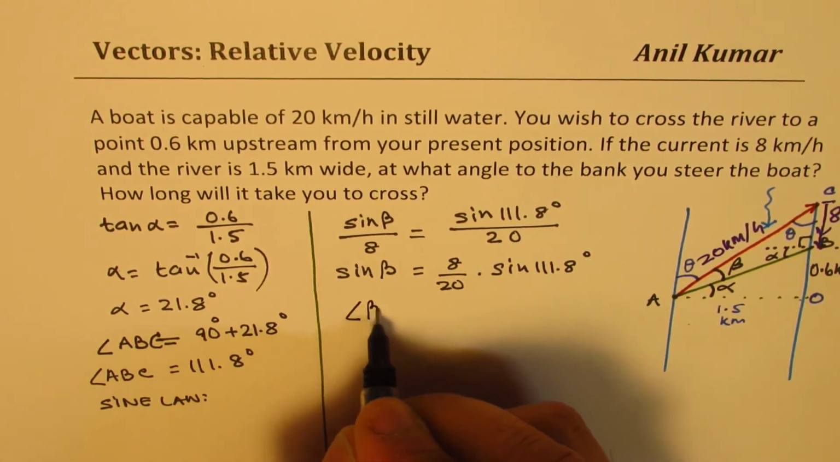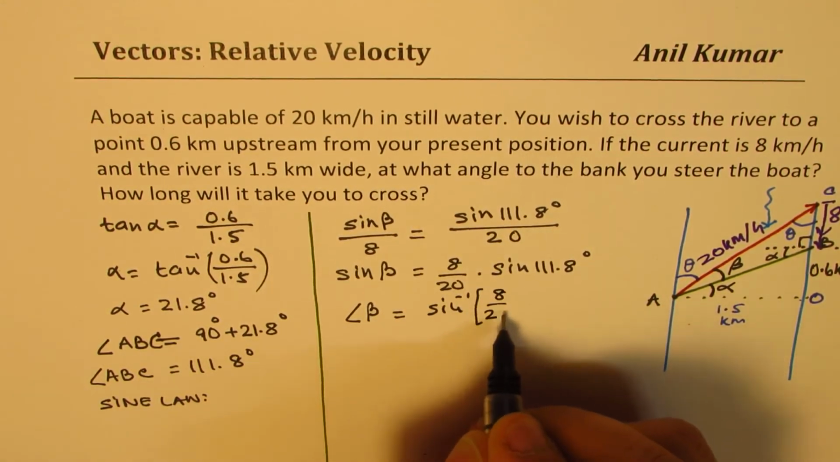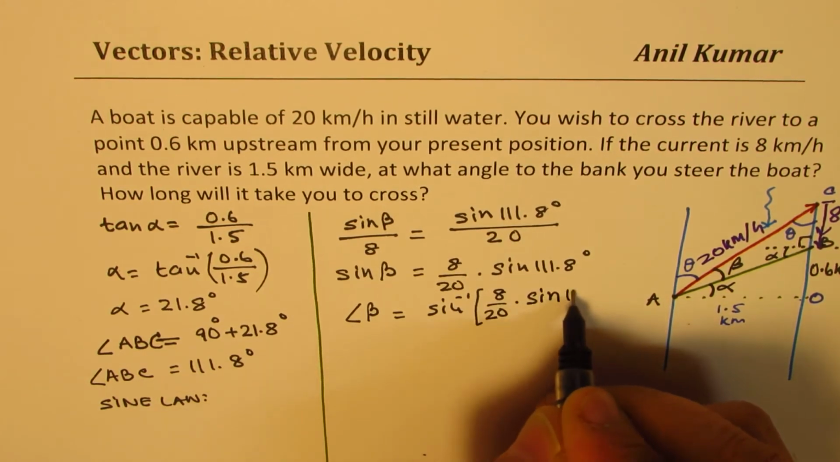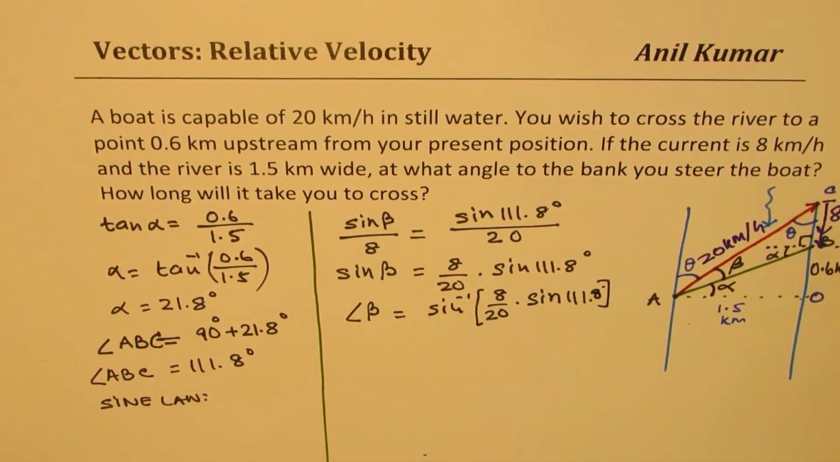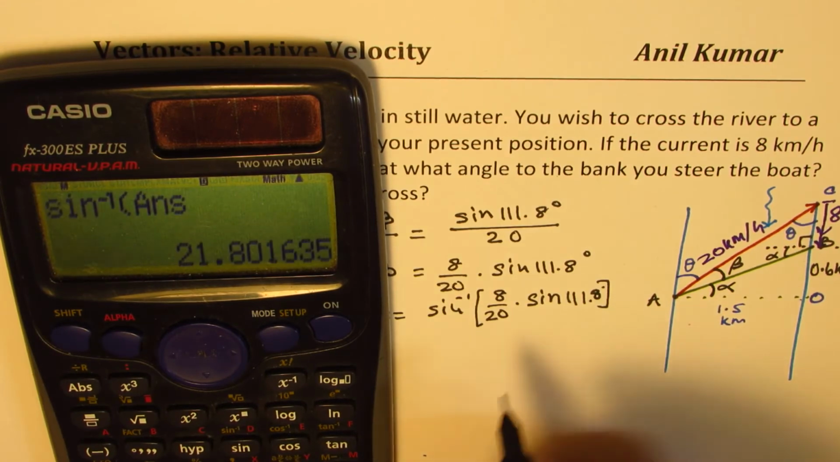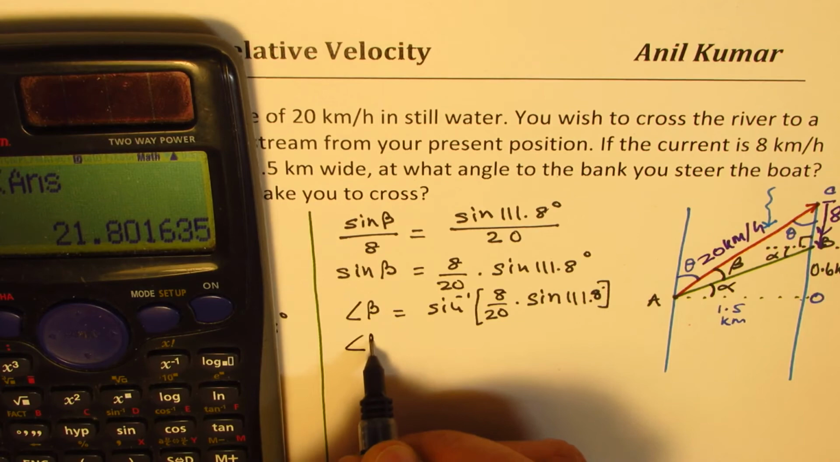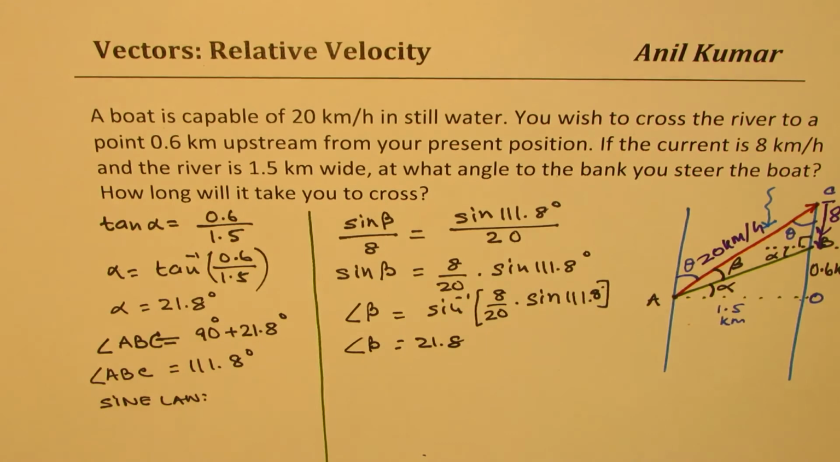So the angle beta will be equal to sine inverse of 8 over 20 times sine of 111.8 degrees. Perfect. So let's figure this out. We have 8 divided by 20 times sine of 111.8, right? And we'll find sine inverse of this number. Shift sine inverse of our answer is equal to, and we get here angle beta equals 21.8. So that is also 21.8.